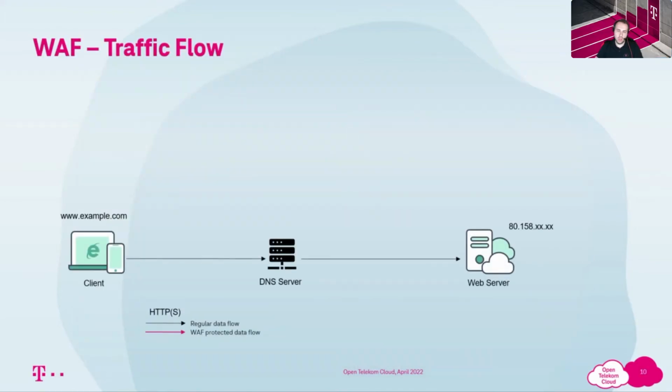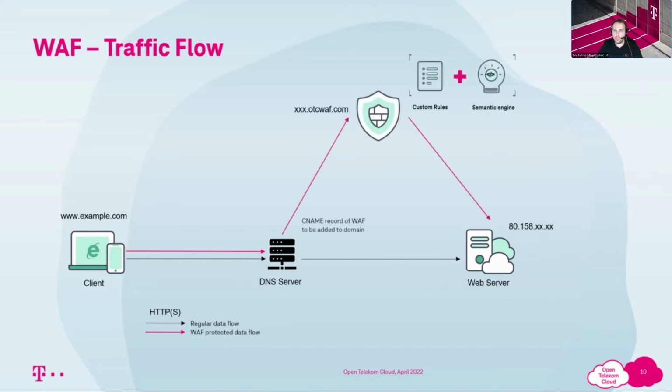Then the next point is regarding the traffic. How does it work? In the standard way, you have your client who wants to access the web server. In this case, it's just example.com. And it is asking the DNS server what is the IP address behind this. And the DNS server will return the IP address, like in this case, 80.158.xx.